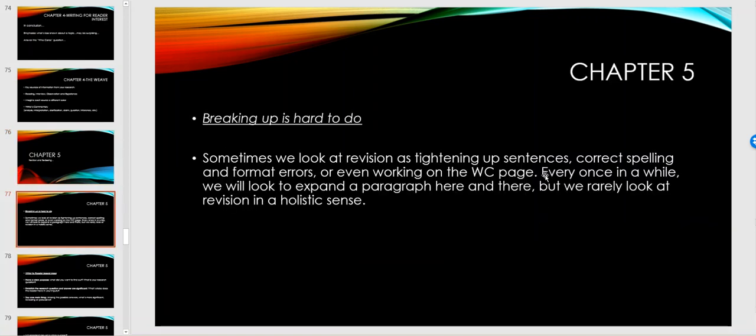All right. Chapter 5 is all about the revision process, and sometimes we look at revision as tightening up sentences, correcting spelling and format errors, even working on the works cited page. But you have to expand something. This is going to be more of a holistic sense of revision.